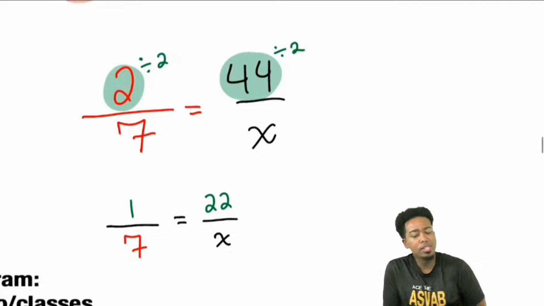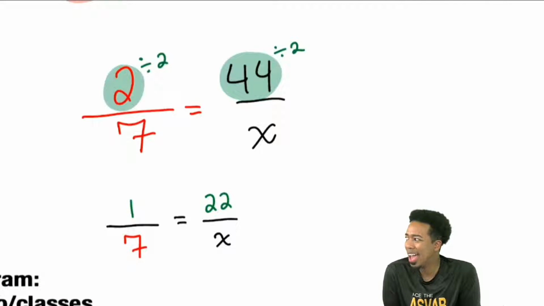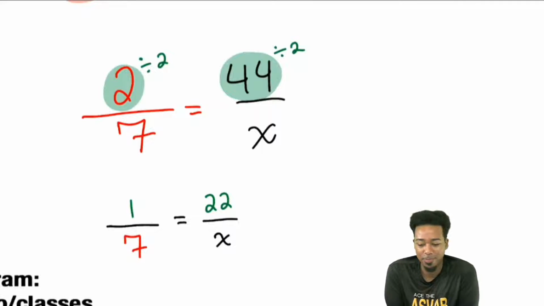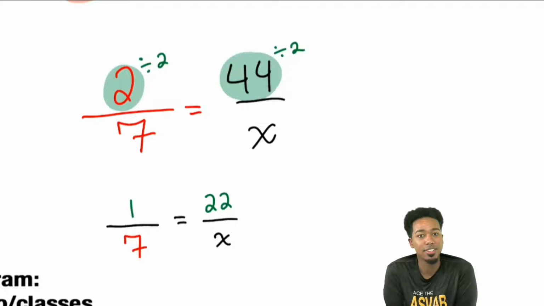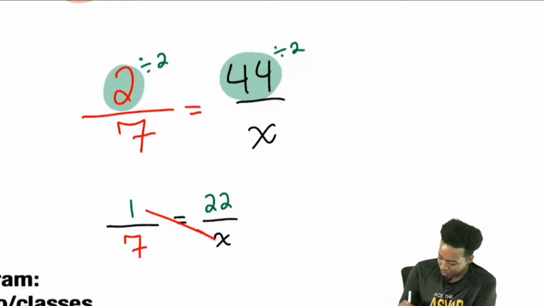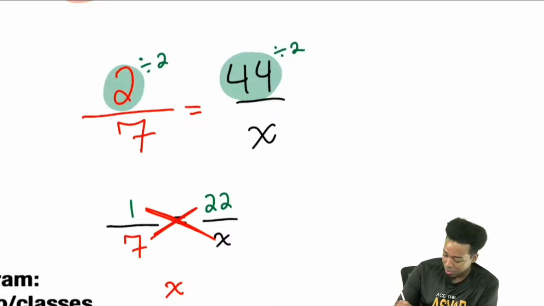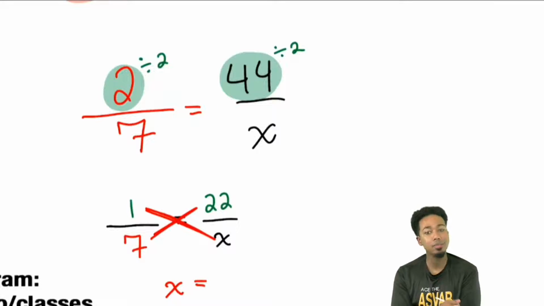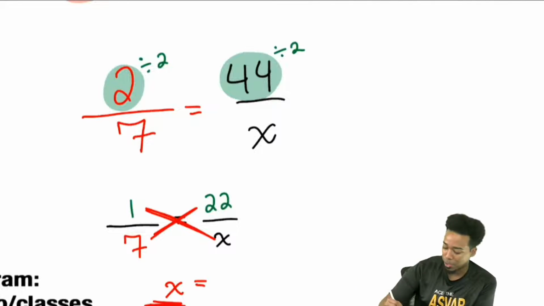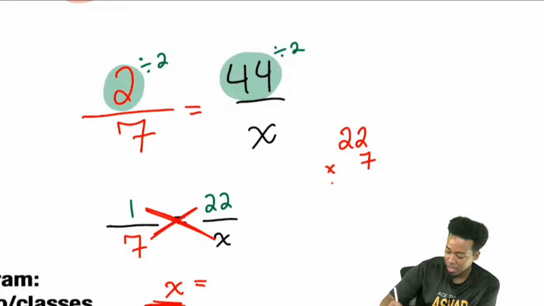Everybody, what's going to happen when we cross multiply? That's right, indeed, you got the answer. Take a look right here. 1 times X is just going to be X. And then 7 times 22 is going to be the answer, because X is already by itself. So all you got to do is 22 times 7.